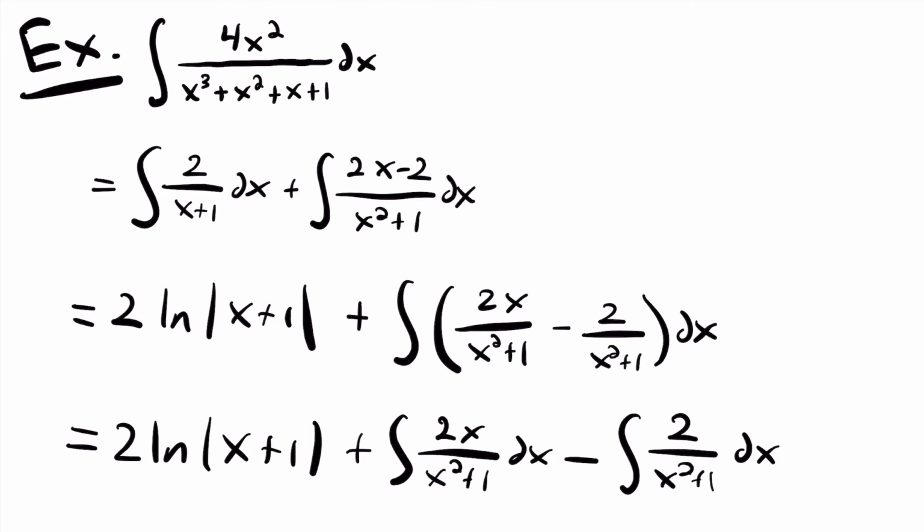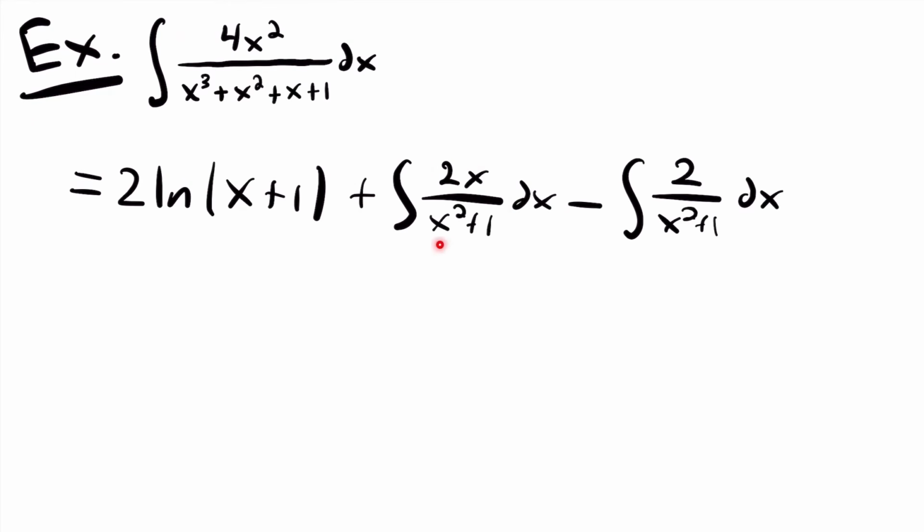Now if I clean up my work again, this integral here we can solve with u substitution, because if we set u equal to the denominator, x squared plus 1, its derivative is in the numerator. The derivative of x squared plus 1 is 2x. And so that's going to work. And then for this integral, we can actually use another special integration rule like the log rule of integration.